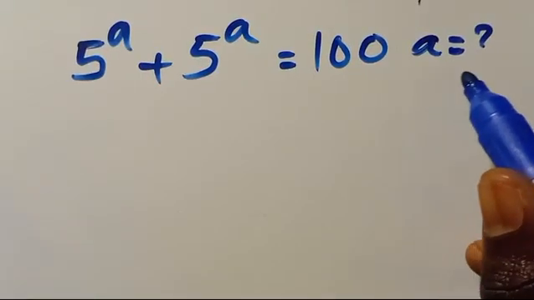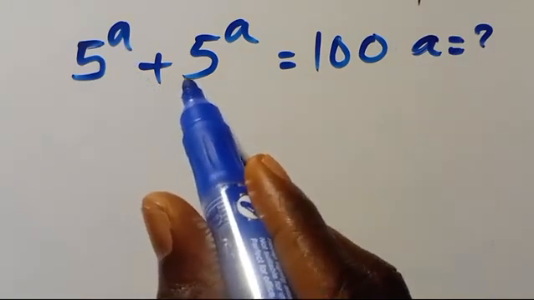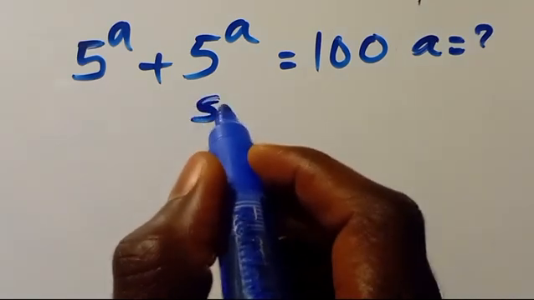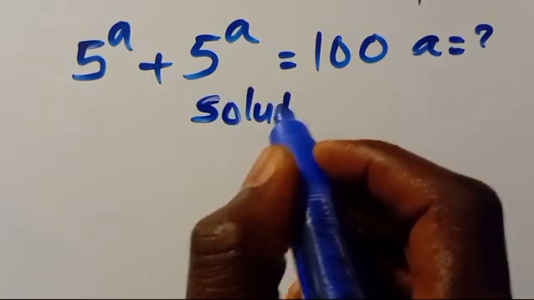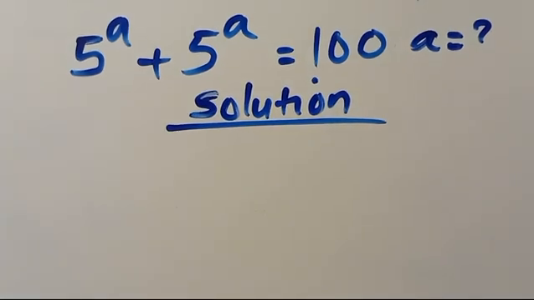Hello, what is the value of a given that 5 to the power of a plus 5 to the power of a equals 100? Let's have the solution. From here we have 5 to the power of a in common, so we can factor it out.